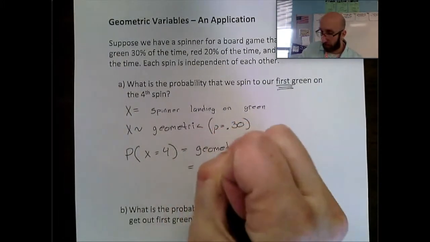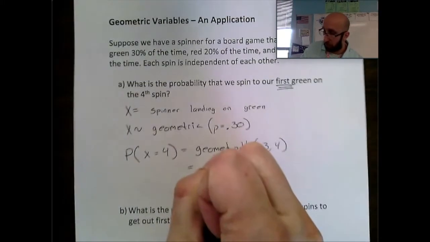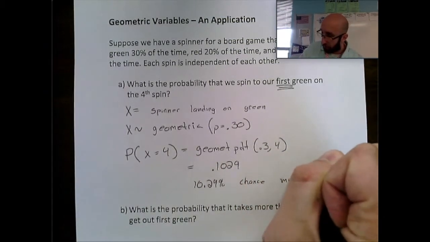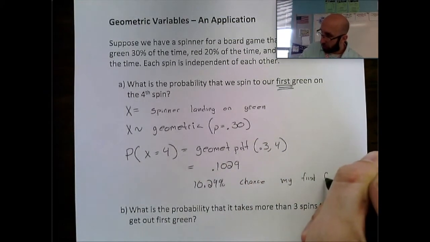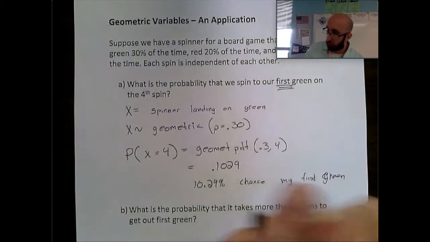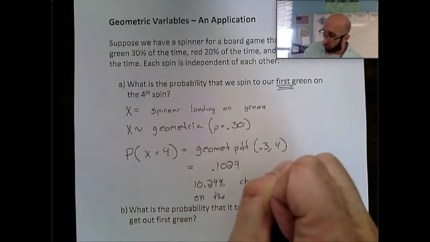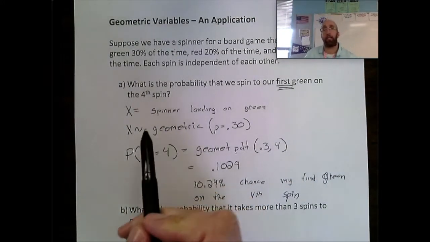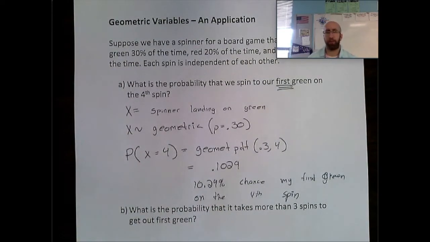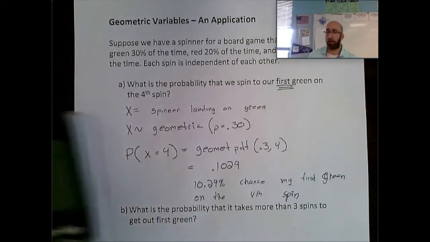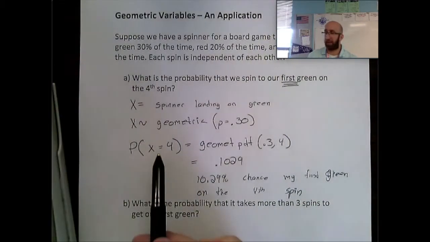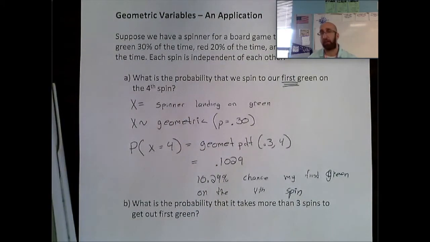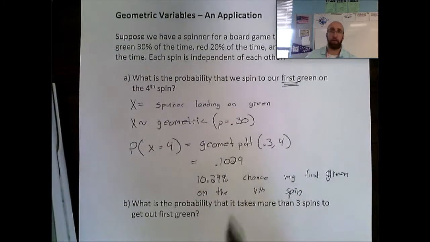And when I hit enter on my calculator, I got 0.1029, meaning there is a 10.29% chance my first green, I almost spelled that wrong, first green on the fourth spin. Okay, so important there is defining what x is, defining that, hey, this variable x is geometric, and then yes, go and fetch in the calculator geometric PDF when we're doing probability that x equals 4. If I was doing x is less than or equal to 4, we'd look at a CDF there. Write out the function, write down your answer.